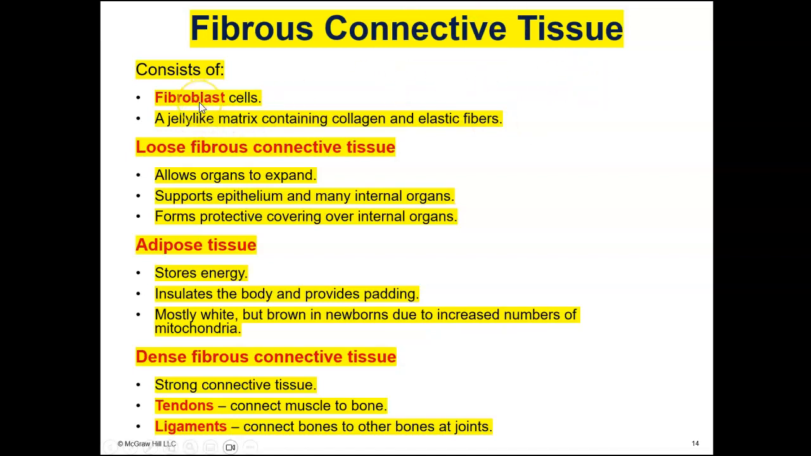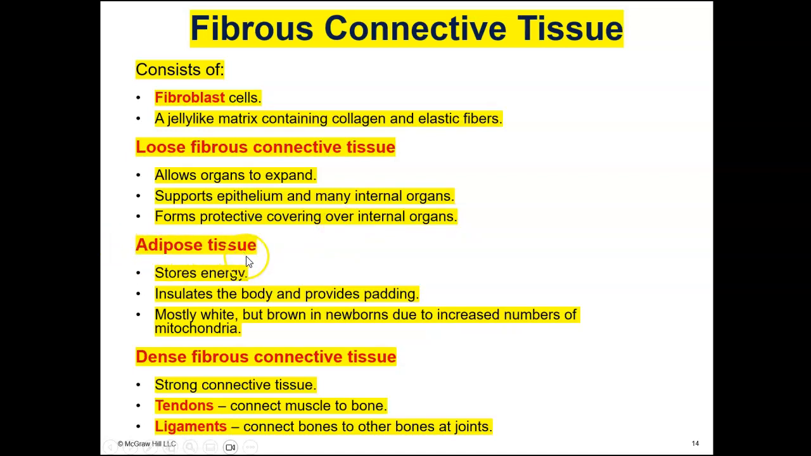The cells are called fibroblasts, and the matrix is jelly-like, and it contains collagen and elastic fibers. There's loose fibrous connective tissue, which surrounds organs and allows them to expand, and supports epithelial tissue. So a lot of times you'll have epithelial tissue, and then underneath it there will be loose fibrous connective tissue, and it forms a protective covering over many of our organs.